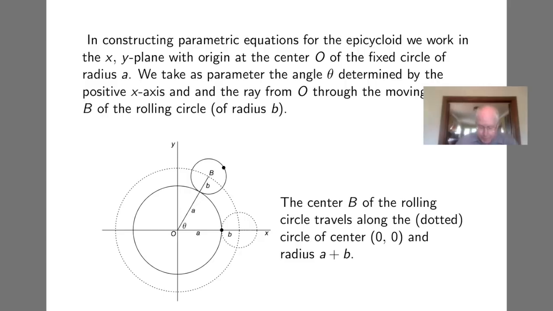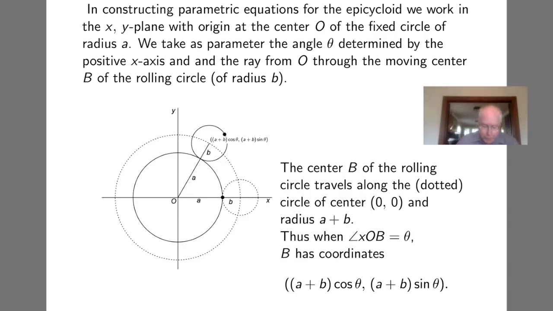Now, because the little circle has radius b and the fixed circle has radius a, it's pretty clear that this center always rolls along a circle of radius a plus b centered at the origin. In other words, the center B of the rolling circle stays on that dotted circle we see there. So we'd like to know what are the coordinates of B to start, what are the coordinates of the center of that circle.